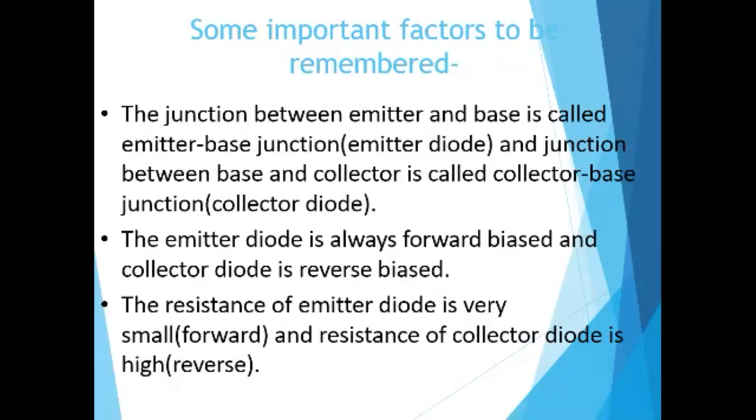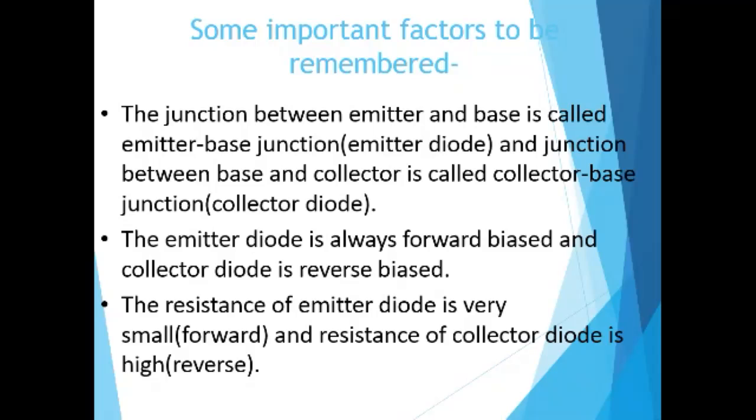So here the resistance of the emitter diode is very small in case of forward bias, and the resistance of the collector diode is high in case of reverse bias. Please remember, the emitter junction is forward biased. That means the resistance is also very small. So then only the current is passing in forward bias.